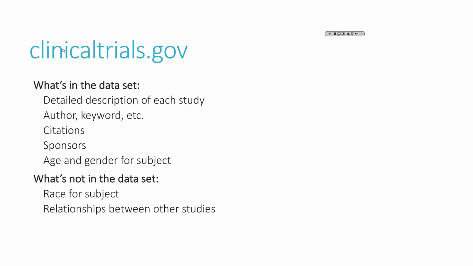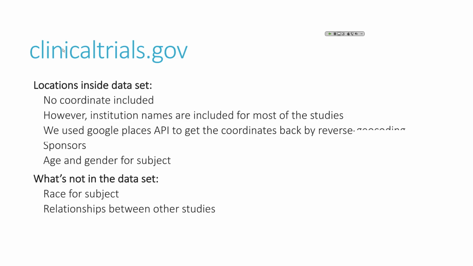So what is in this data set? There are detailed descriptions of each study, author, keyword, citation, sponsor, age, gender for the subject. But this data doesn't have race for the subject, doesn't have relationships between other studies, but it does contain which institution and where this study was conducted.